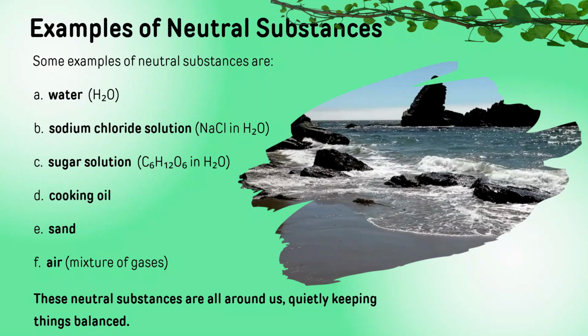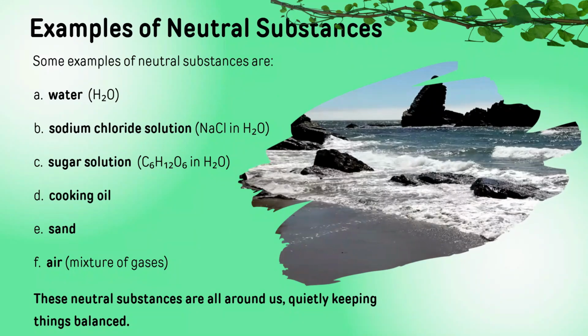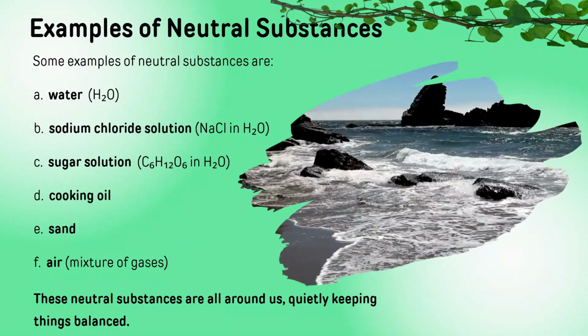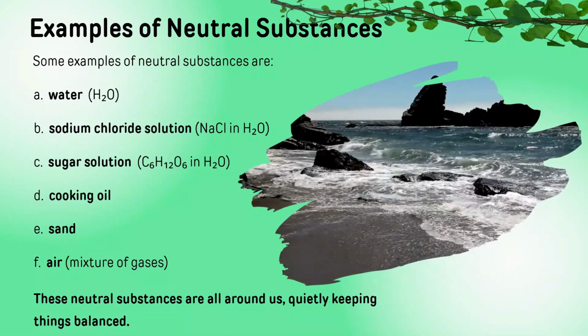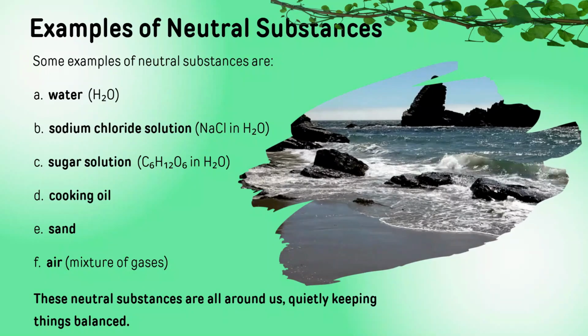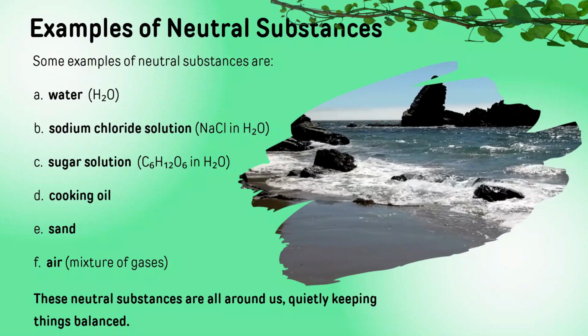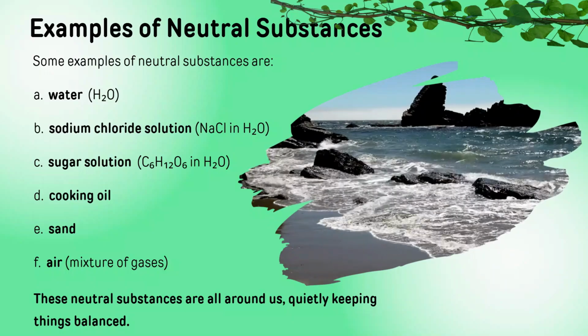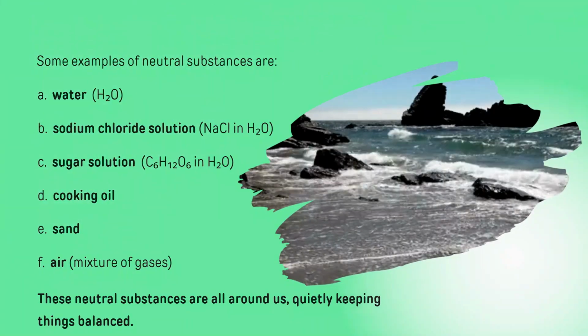Some examples of neutral substances are water, H2O, sodium chloride solution, which is actually salt in water, NaCl in H2O, sugar solution, C6H12O6 in H2O, cooking oil, sand, and air. These neutral substances are all around us, quietly keeping things balanced.